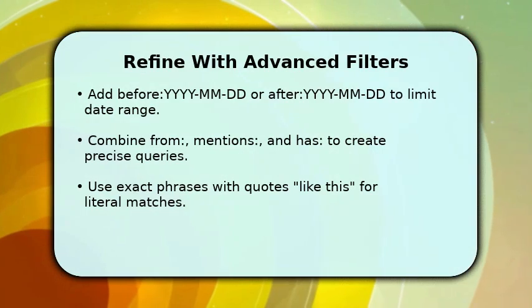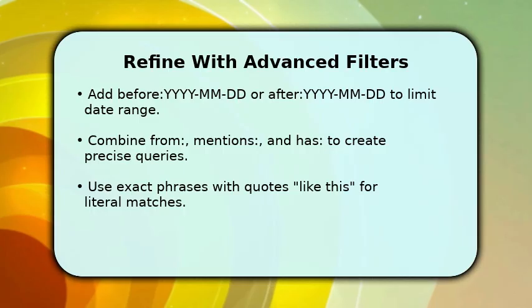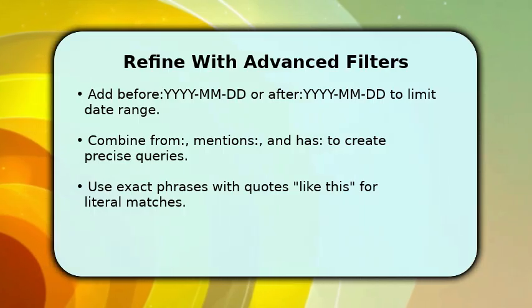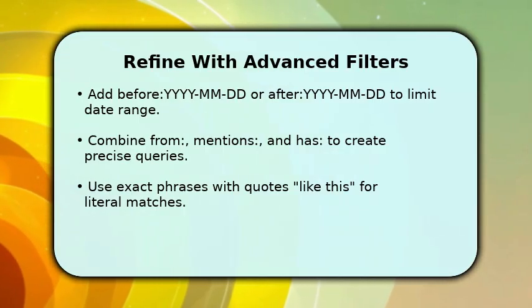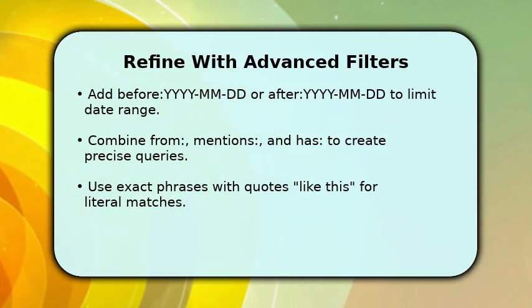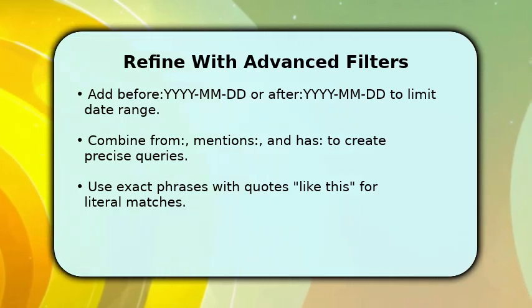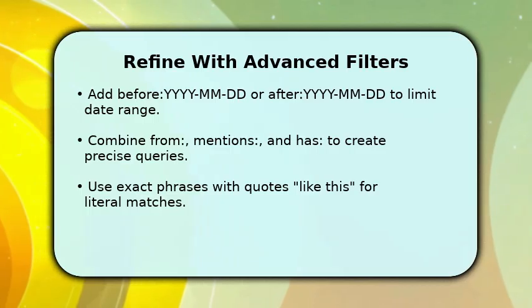Now tighten the hunt using advanced filters. Start by adding before or after, with dates to restrict the timeline. This reduces noise drastically. Then combine from username with mentions at user or has attachment to zero in on the right context. Use quotation marks around exact phrases to avoid partial matches.